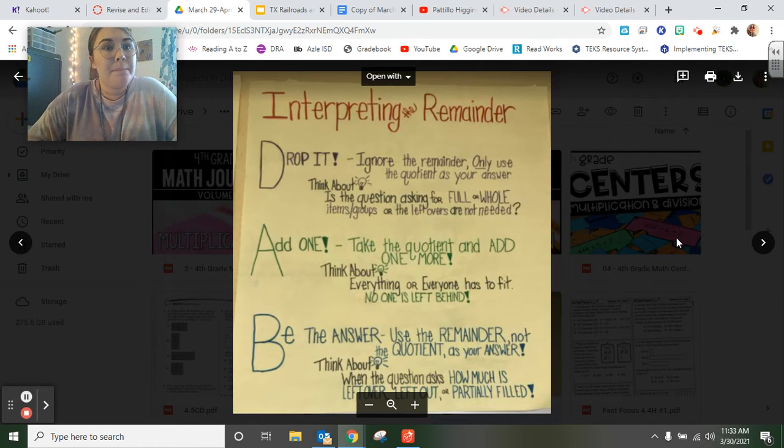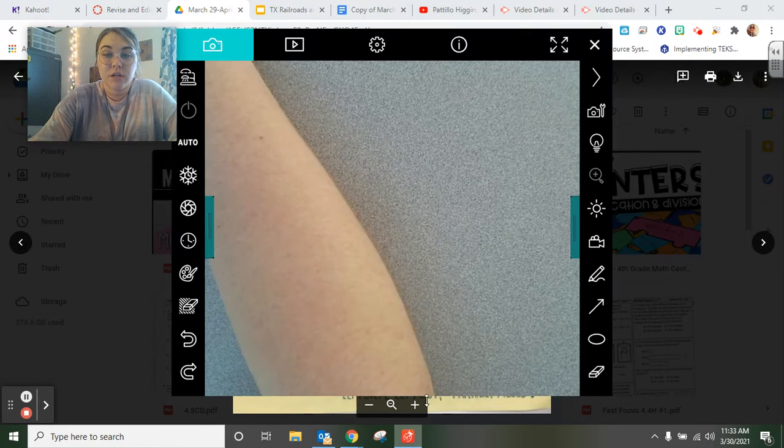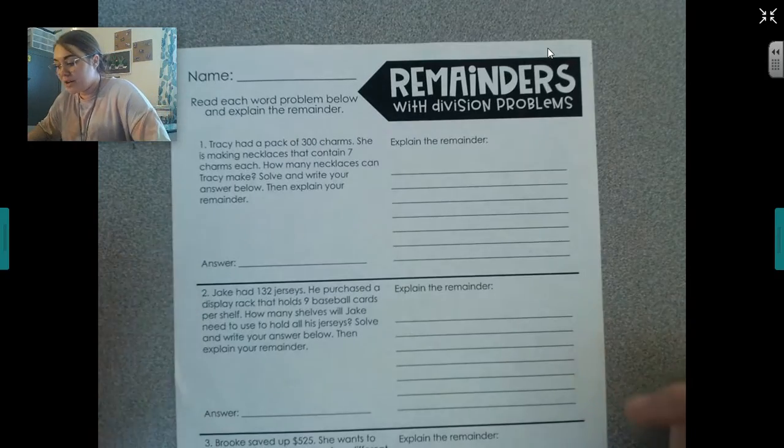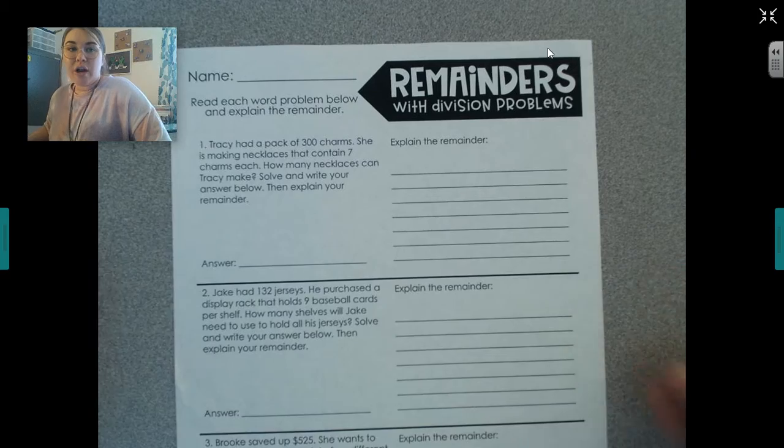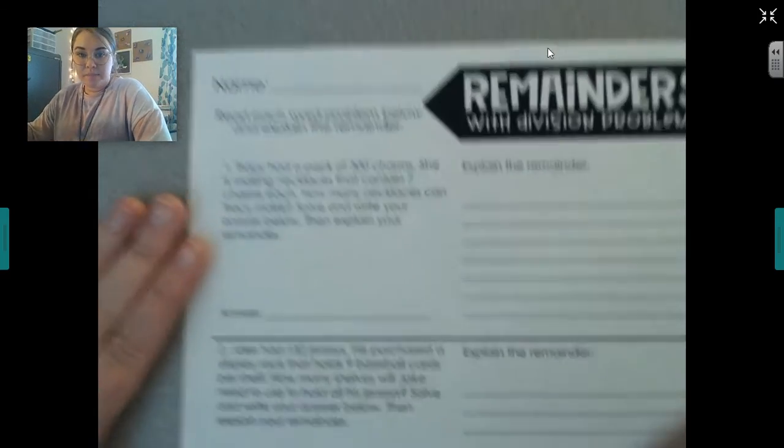Or maybe it's going to be the answer. DAB, the answer. Use the remainder, not the quotient, as your answer. So how much is left over? How much is left out or partially filled? So we're going to take a look at some example problems today and explain what the answer actually is.